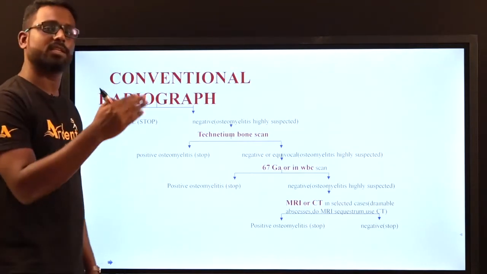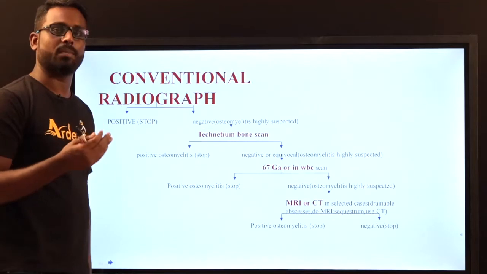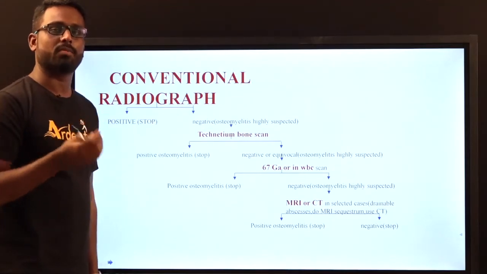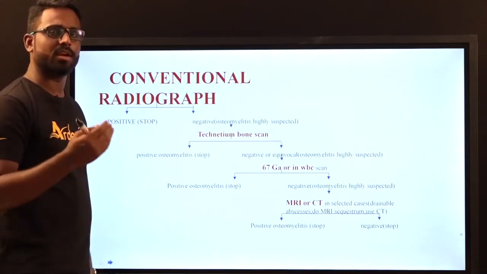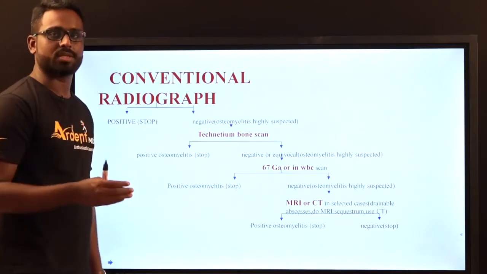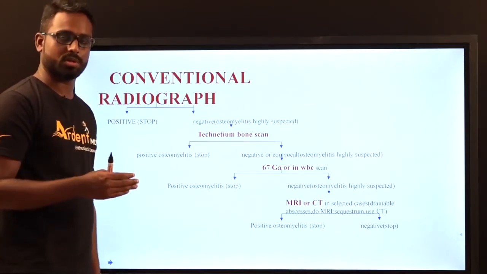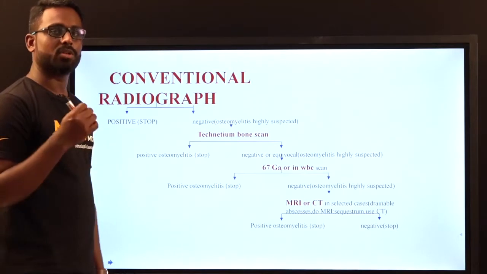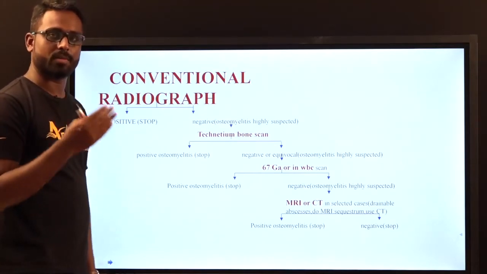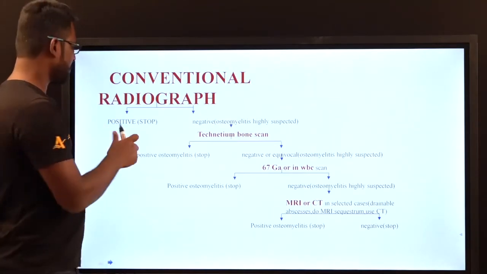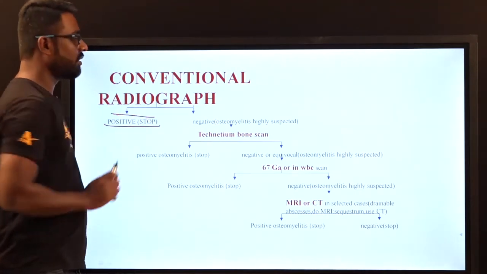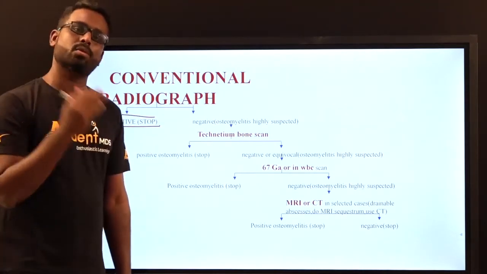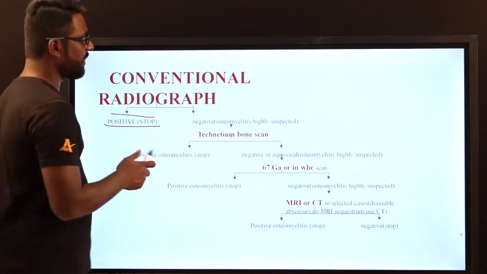If you have the features of Wirth, that is, we discussed the 3 important radiological features given by Wirth for osteomyelitis, if you see sequestrum or involucrum or subperiosteal bone deposition, or if you see a moth-eaten appearance and you arrive at a diagnosis of osteomyelitis, you stop the investigation. If it is positive, you stop. If it is negative, but still you are suspicious of osteomyelitis, then what do you do?